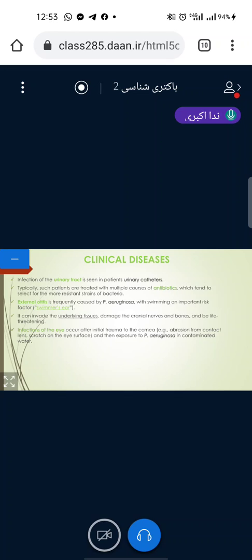And eye infection. Infection of the eye occurs after initial trauma to the cornea, for example, abrasion from a contact lens, or a scratch on the eye surface, and then exposure to contaminated water. Corneal ulcer develops and can progress to rapidly progressive eye-threatening disease unless prompt treatment is initiated. So we should pay attention, and all of them are important.